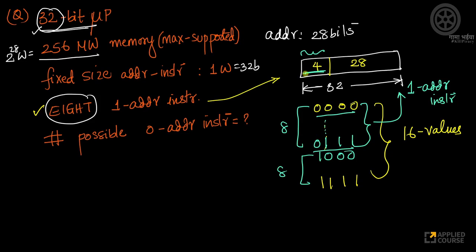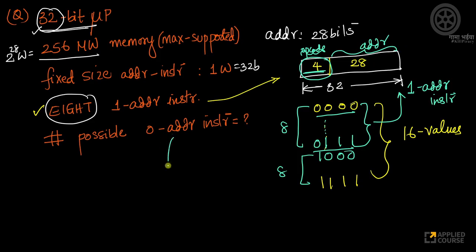then this whole 32-bit word will be interpreted as a one address instruction with the first 4 bits for opcode. Here I have 8 opcodes. That's what I want. These first 4 bits will be interpreted as opcode. The next 28 bits will be interpreted as address. Cool. So my one address is done.